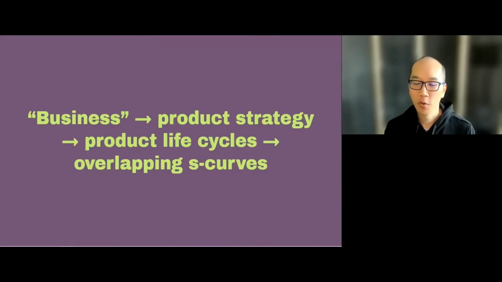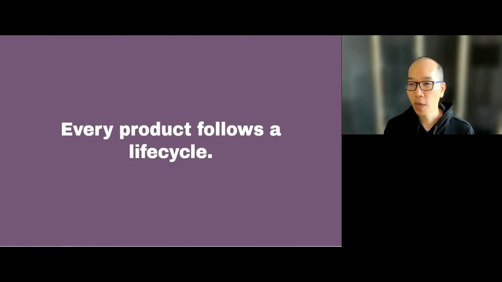Part one, the first part of BAPO, business. I tend to interpret that as being about product strategy, specifically product life cycles, and more broadly, overlapping product life cycles or overlapping S-curves. So first point is that every product follows a life cycle.